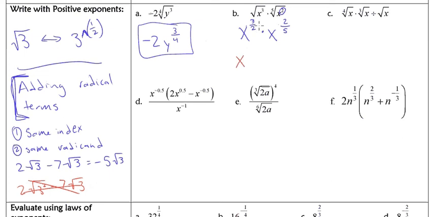So we have x, and the common denominator here is going to be 10. So x to the, multiply top and bottom by 5, so x to the 15/10, that's the same thing as to the 3/2, times x to the, multiply top and bottom by 2, so x to the 4/10, gives us x to the 19/10. Now if we were writing that as a radical, that would be x to the 19th with an index of 10. So the 10th root of x to the 19th.